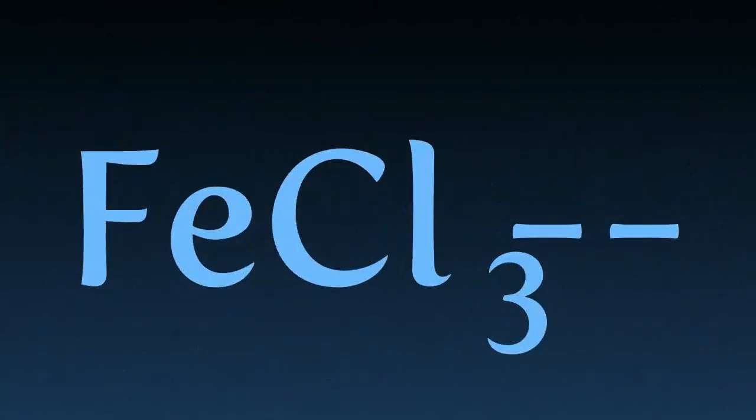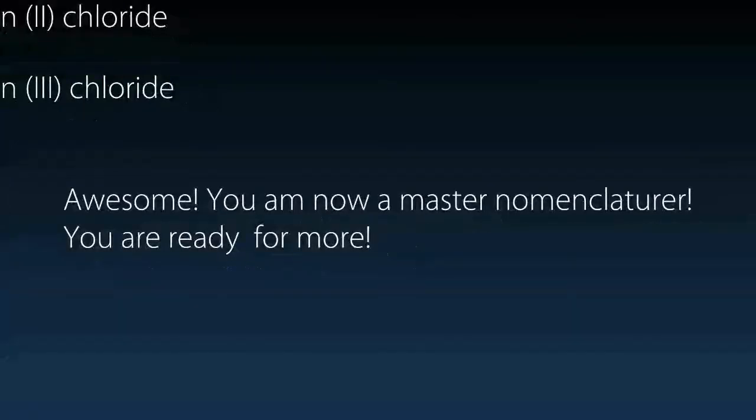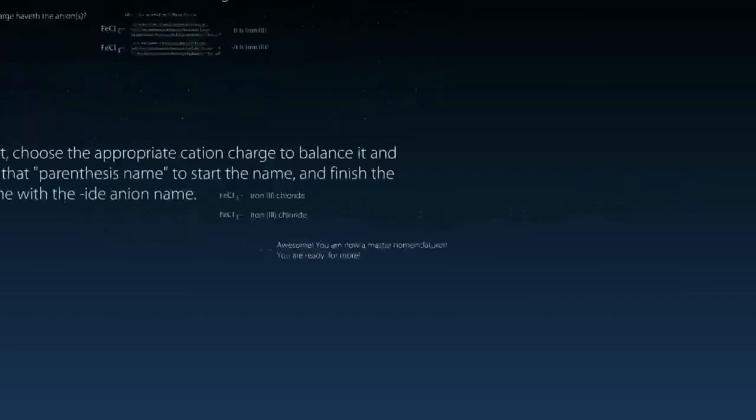If we did FeCl3, well, that's iron 3. We start that way, and then we end it in chloride the same way. Okay, so now you are a master nomenclaturer and you are ready for more. You can do this with any type of element, and it's super easy. So I think you're going to have fun naming compounds now.